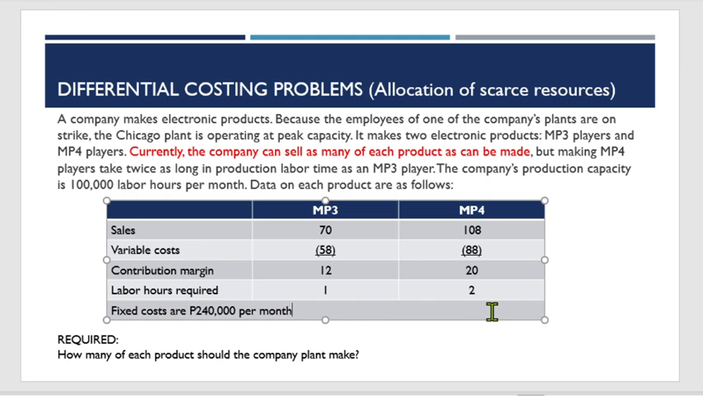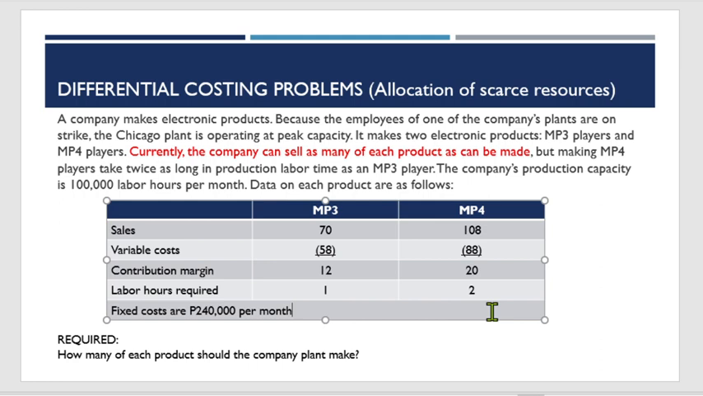So, how many of each product should the company plant make? Ilan ba ang labor hours? 100,000 ang labor hours mo. Gaano ba katagal si MP3 gawin? Isang oras. So, isang oras, isang MP3. So, ilang product ang gagawin mo for MP3 dahil yan yung pinakamataas na CM per unit per scarce resource. The answer is 100,000 units of MP3 player. Lahat yung 100,000 labor hours mo ay ibibigay mo na lang sa paggawa ng MP3 player kasi mas mataas yun.